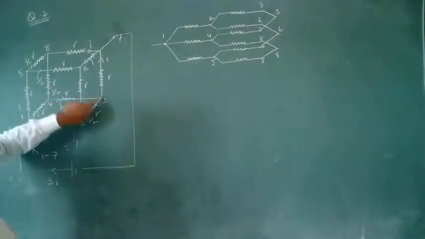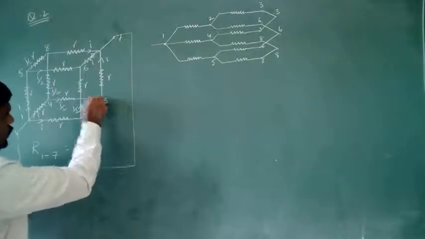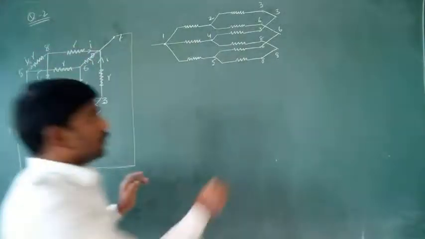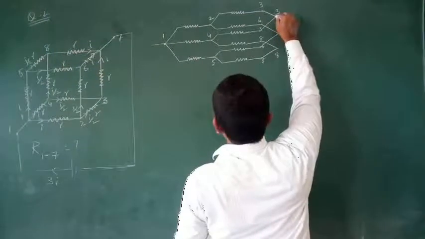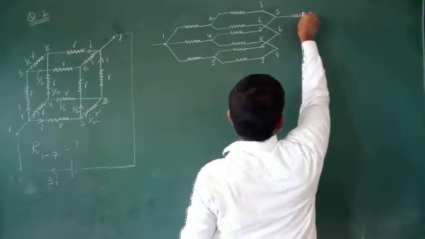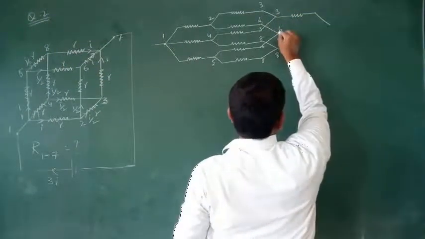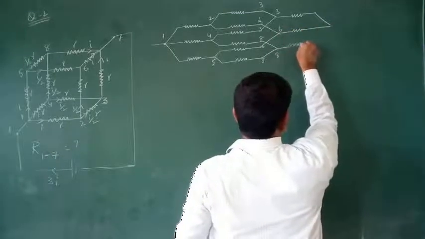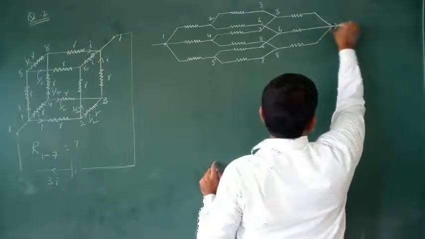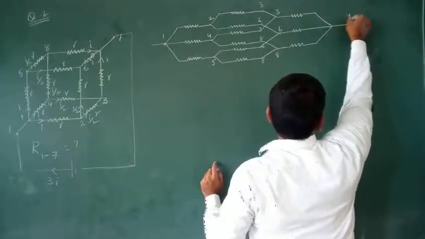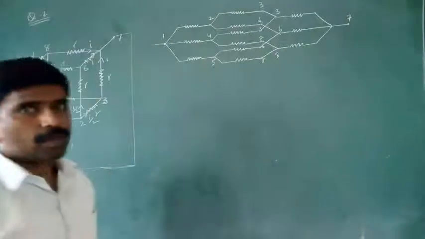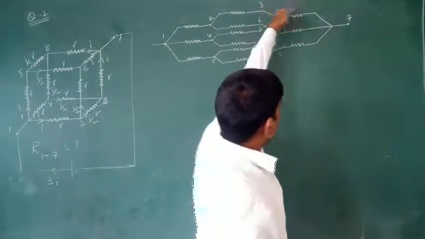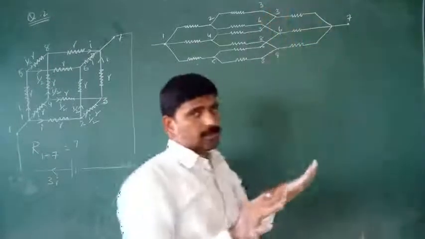From 3, 6 and 8, 3 resistors are connected to the 7th terminal. So from 3 onwards one resistor is connected, from 6 onwards one resistor is connected, and from 8 onwards one resistor is connected. That is connected to the 7. So here observe, the current passing through these 3 resistors is also the same.